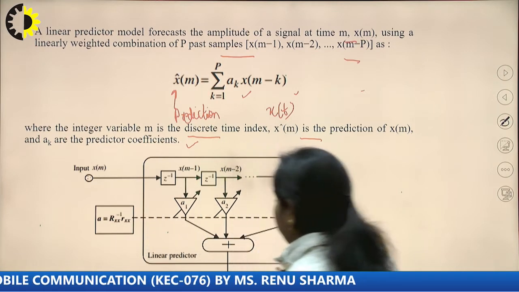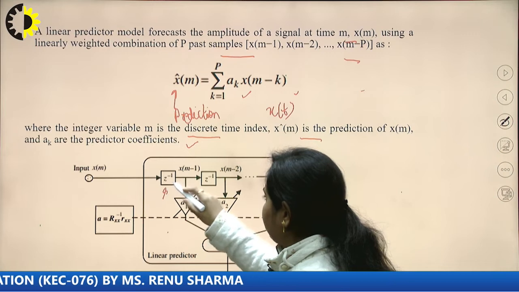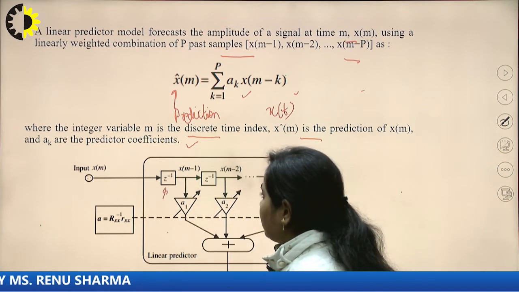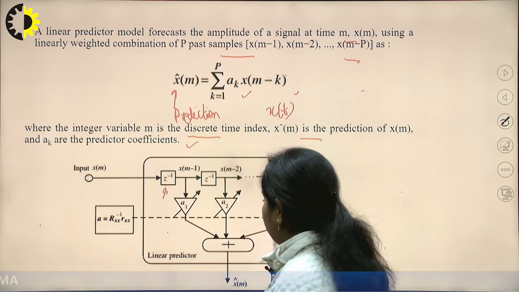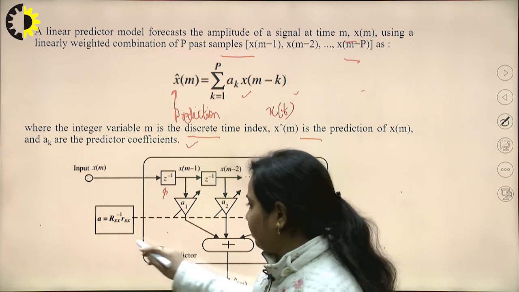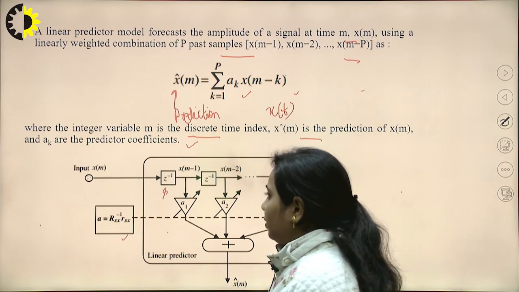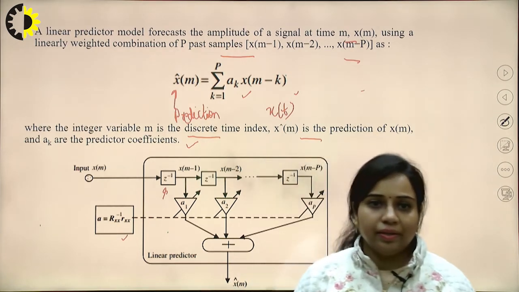It is applied to this linear predictive coder, where delay functions like z inverse are used, a series of z inverse. The output of each of these systems is x(m-1), then x(m-2), and so on. So this is the linear predictive coder, that is x cap m. This is a equals R_x to the power minus 1 r_x. So this is the linear predictive coder diagram.